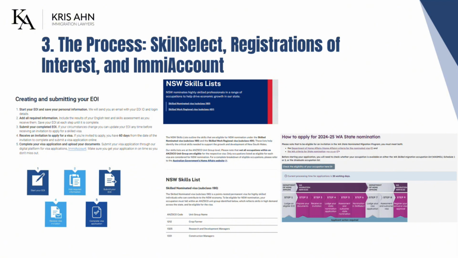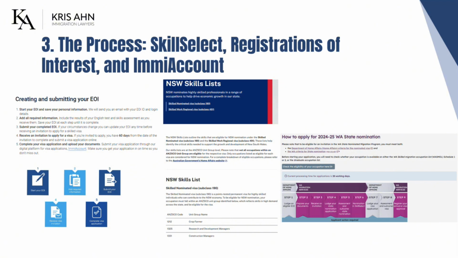Some states require you to put in something called a registration of interest. I know that Victoria requires you to do this. New South Wales currently doesn't require us to do this. And WA, South Australia, pretty much almost everybody except New South Wales has a registration of interest process. So the first step is to create and submit an EOI, and then if you are going for the 190, you should also put in a registration of interest, or an ROI, for that state, and then that's it. You wait. Every state will have its own requirements, so you do need to be well across that.